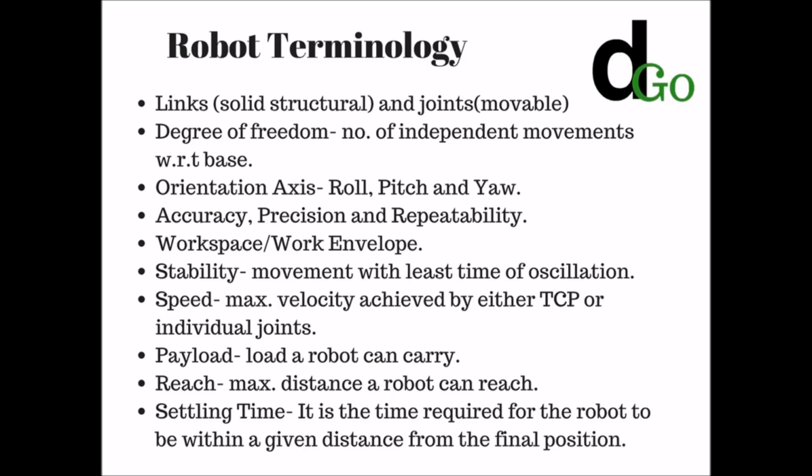Payload is the load which can be carried by the robot while it still remains within its specifications. Reach is the maximum distance a robot can reach within its workspace. And settling time is the time required for the robot to be within a given distance from the final position.